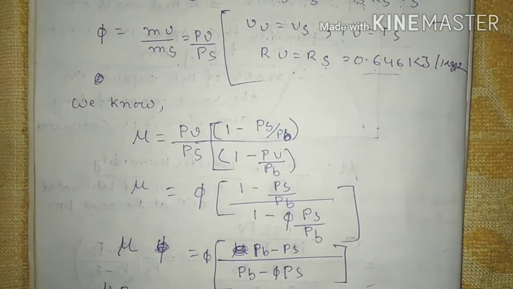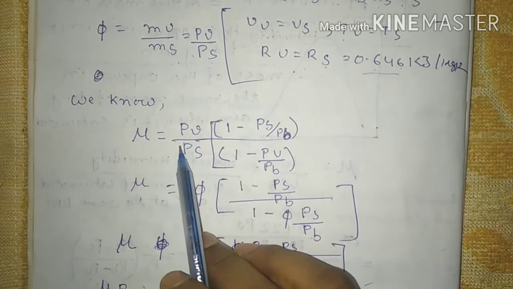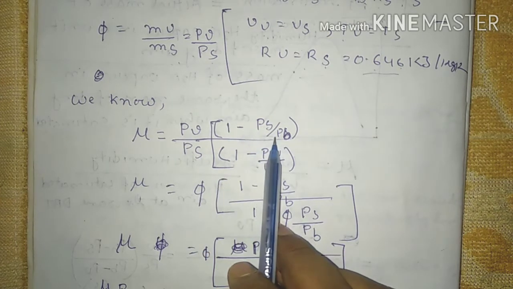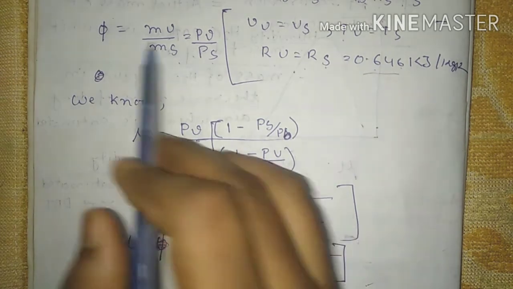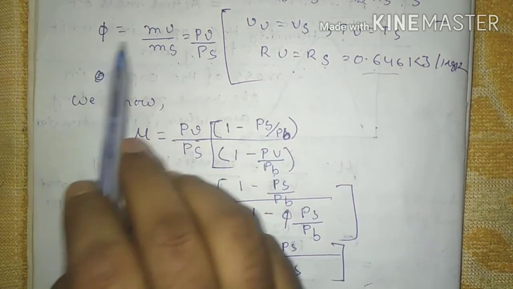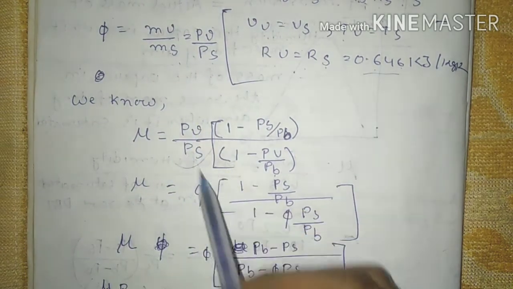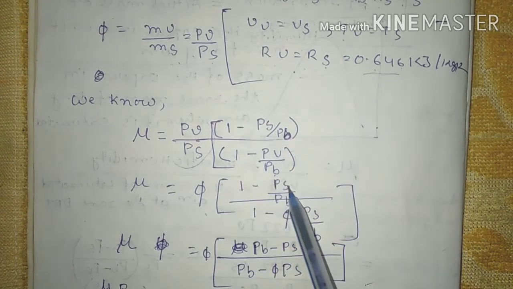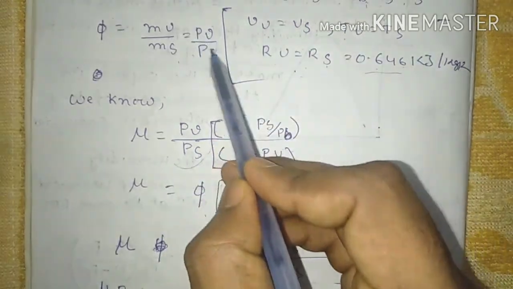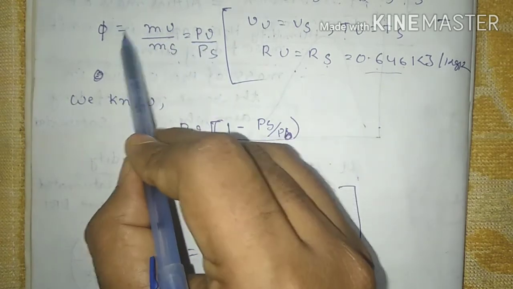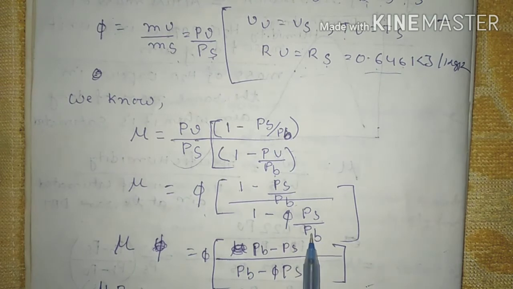Now as you know from the previous degree of saturation, mu is equal to pv by ps into 1 minus ps by pb into 1 minus pv by pb. You know that. Now as you know that phi means relative humidity, phi is equal to pv by ps. So mu in terms of pv by ps, you can write here phi, so 1 minus ps by pb into 1 minus pv. So from this equation, pv you can write as phi into ps, right? pv is equal to phi into ps. So in terms of pv, you can write phi into ps divided by pb, right?